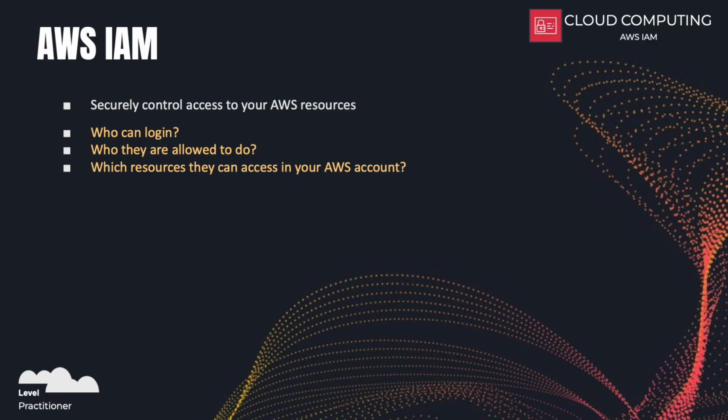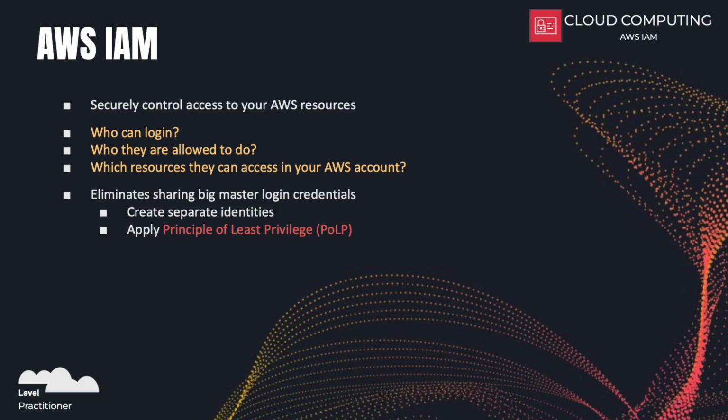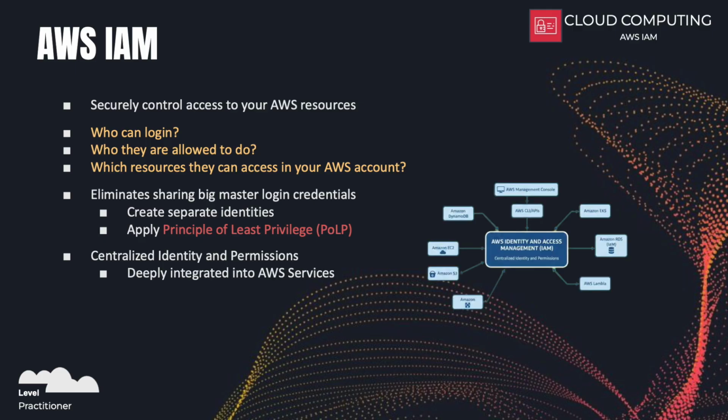Instead of sharing one big master login with everyone, IAM lets you create separate identities and give each of them just the right amount of access. IAM centralizes identity and permissions for all AWS services and is deeply integrated with the platform, which makes managing and auditing access easier as your cloud usage grows.